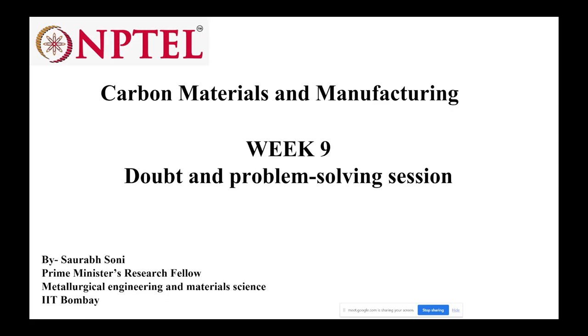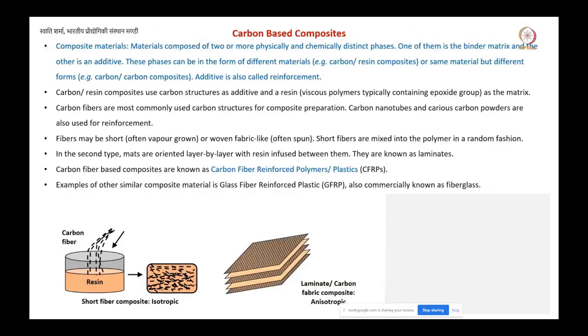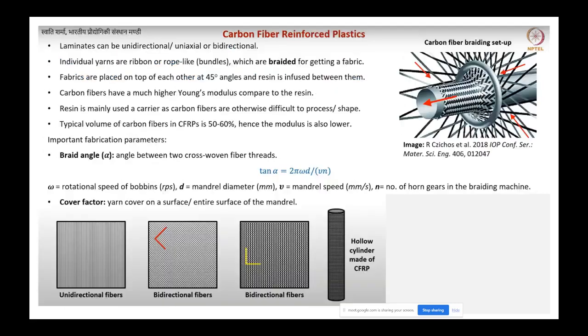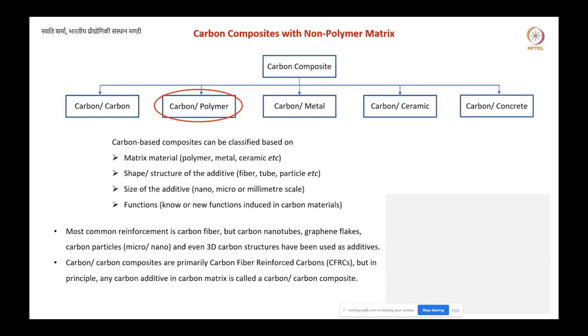So let's begin with our concept. During the last class, we covered carbon based composites and some machining parts, how machining takes place in carbon fiber reinforced polymer, as well as some composites and applications, what the applications are, and how we can manufacture it at industrial grade. So today we'll be seeing some more new concepts, which are very interesting.